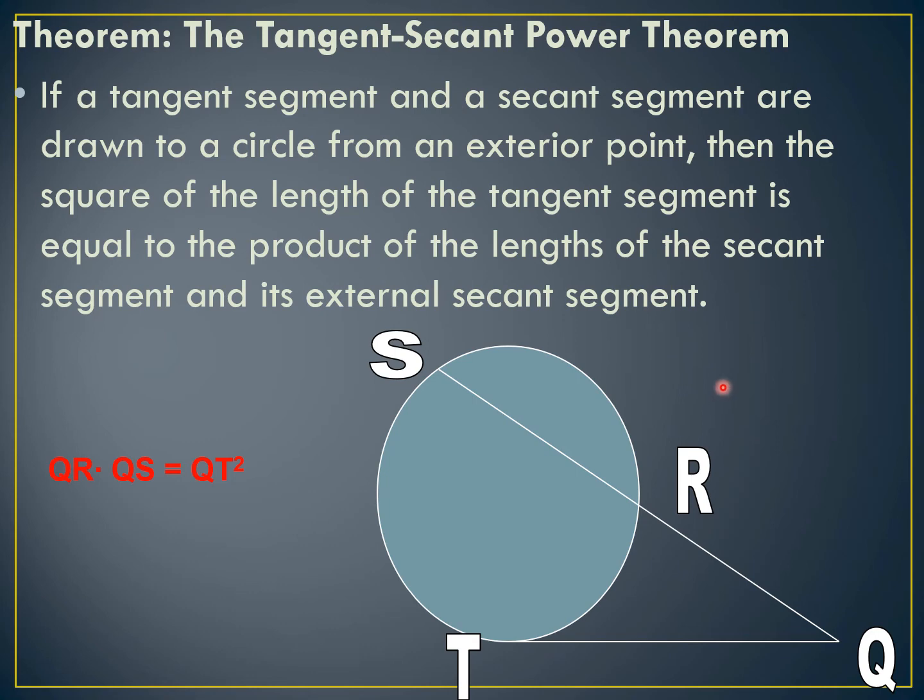Now, let's have the second power theorem, the tangent secant power theorem. So, dito involved naman yung isang tangent at saka secant segment or secant line. So, sabi dito, if a tangent segment and a secant segment are drawn to a circle from an exterior point, then the square of the length of the tangent segment is equal to the product of the length of the secant segment and its external segment. So, meron tayo ditong tangent QT or tangent TQ at saka secant SQ.